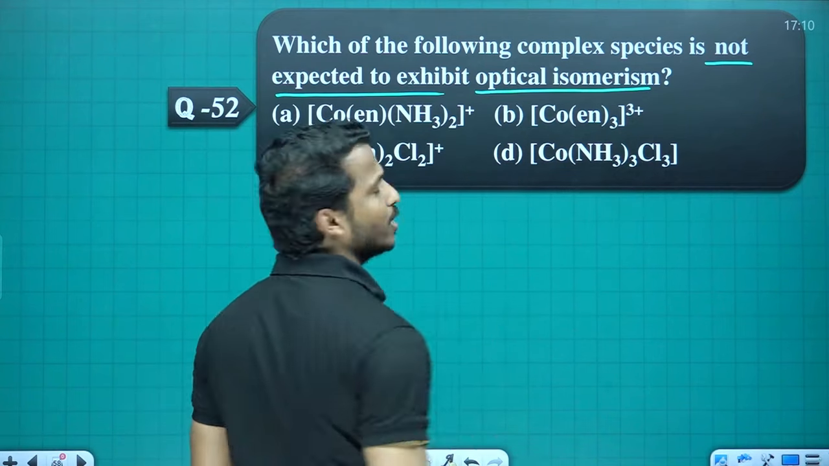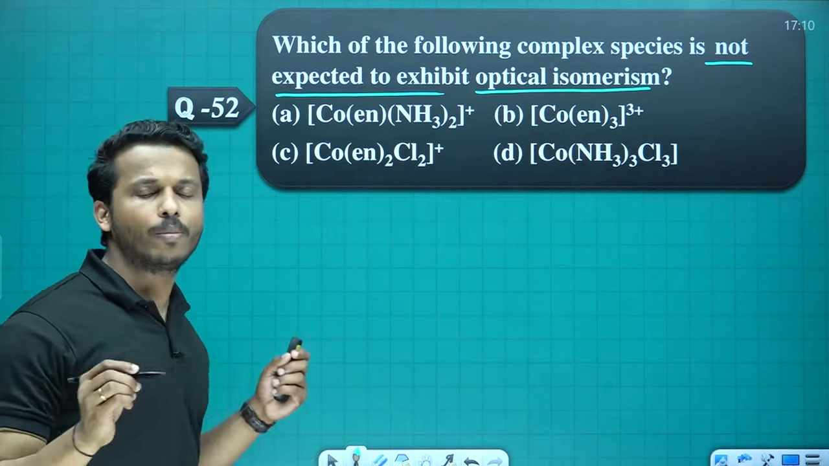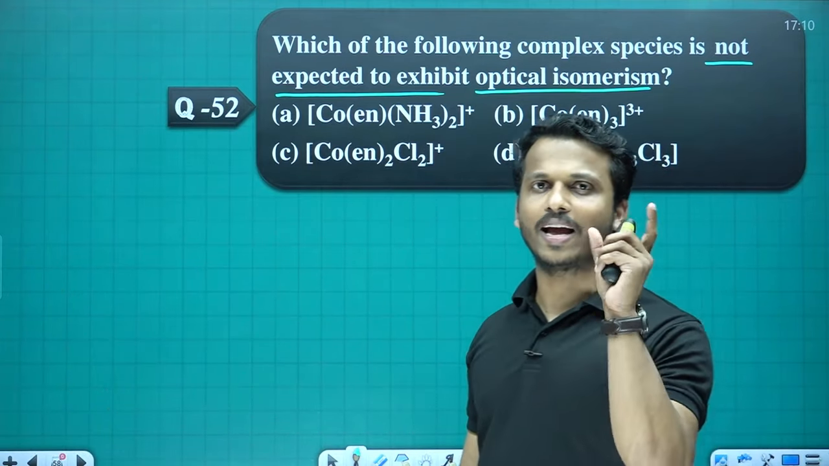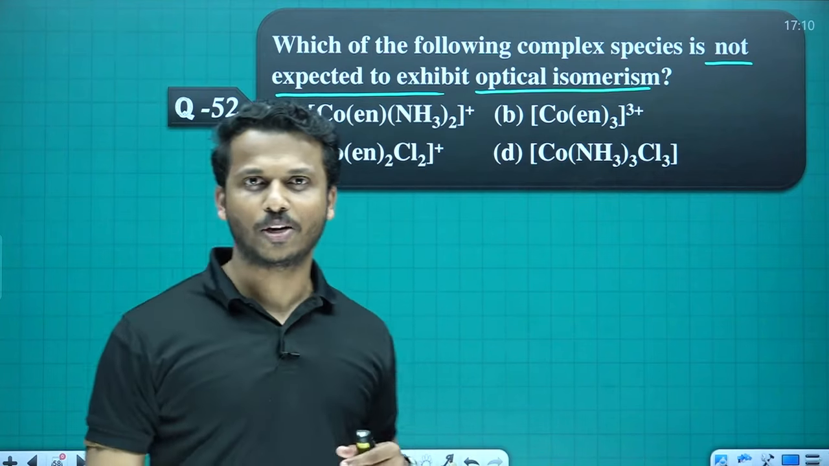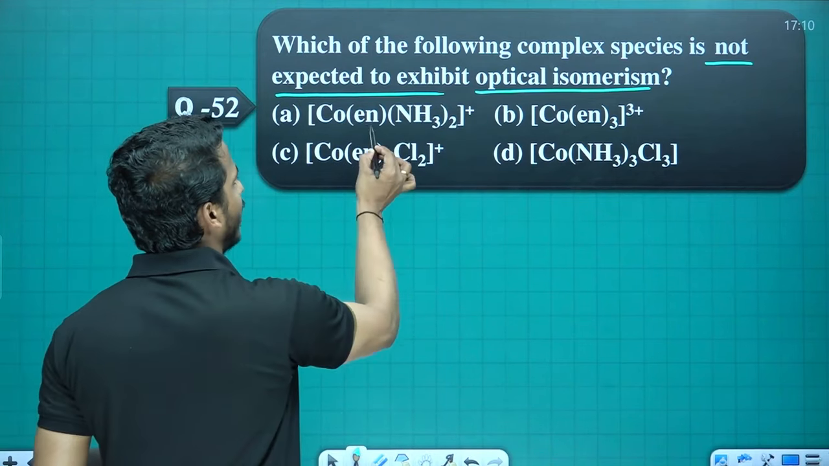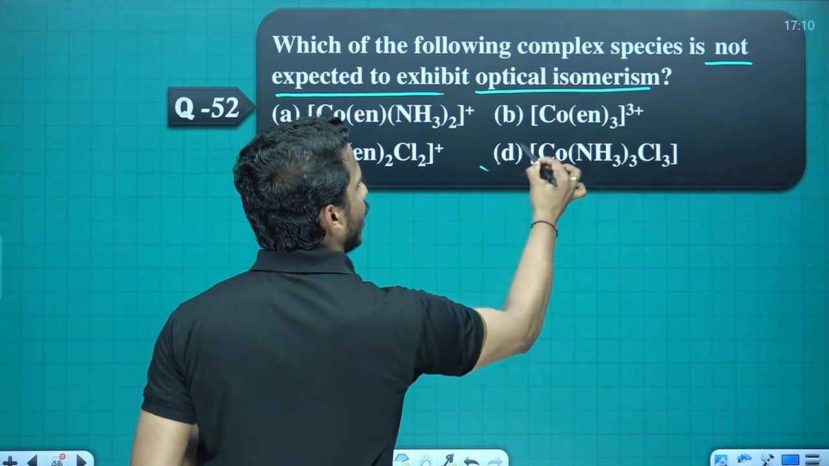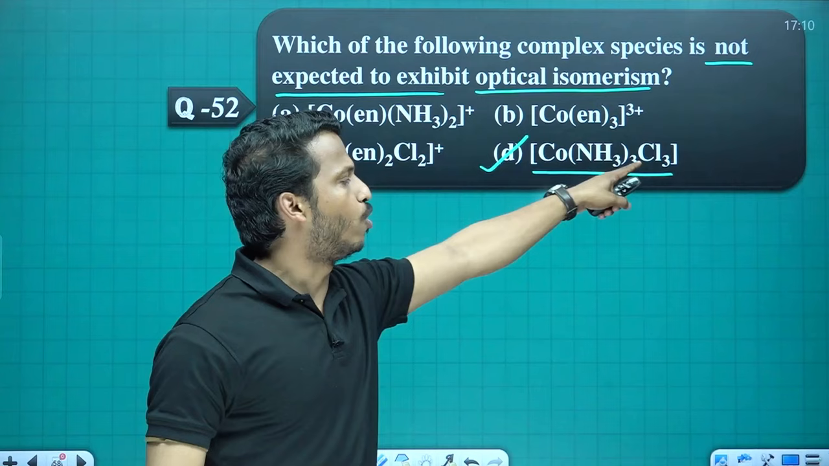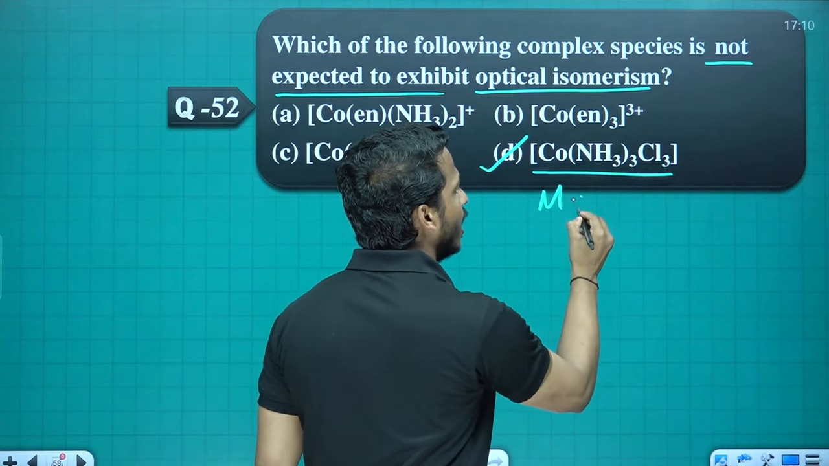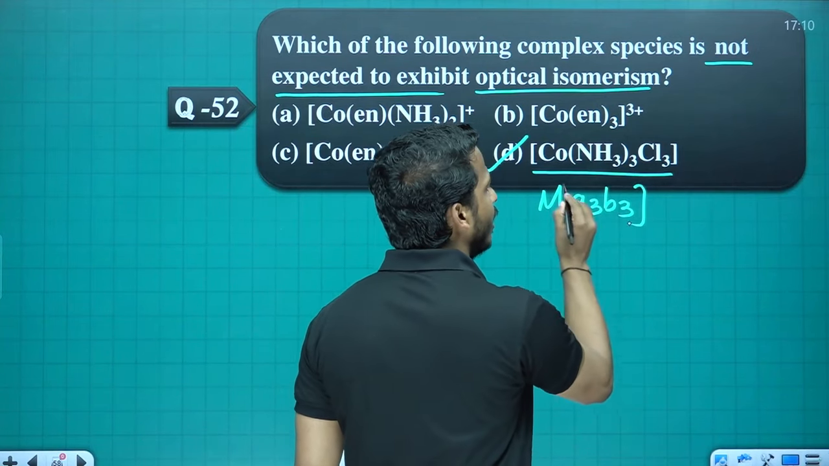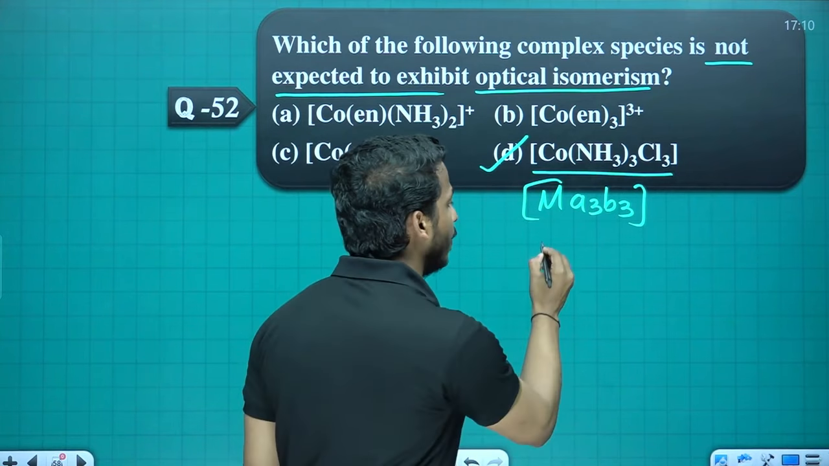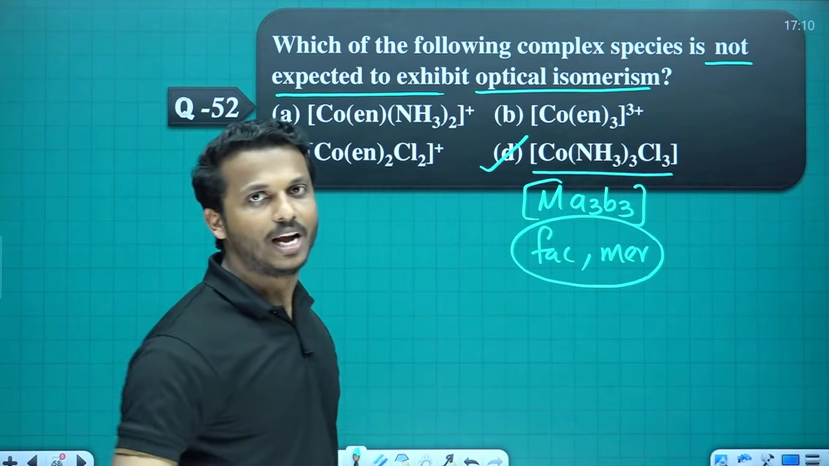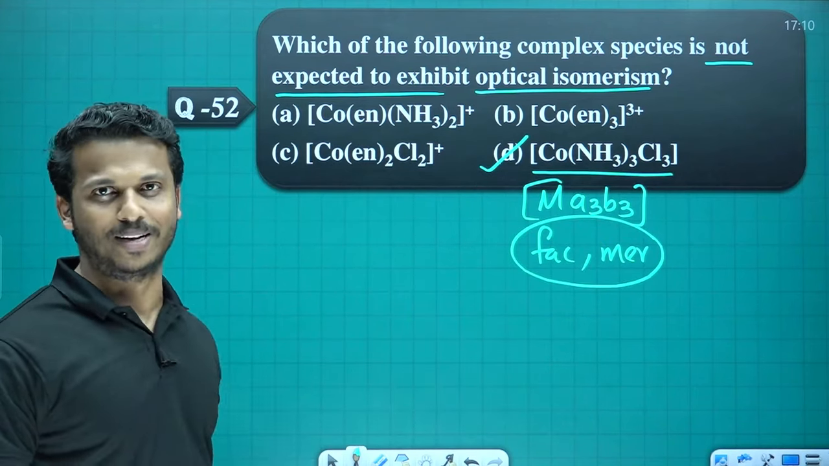Which of the following complex species is not expected to exhibit optical isomerism? In order to show optical isomerism, the first condition is that a bidentate ligand should be there. Very simple. This is a bidentate ligand, bidentate ligand, bidentate ligand. Option, this one you check it all. This one has no bidentate ligand. Both are monodentate ligands. It is a type Ma3B3. We discussed before. Ma3B3 shows which isomer? FAC and MER isomer, facial and meridional. It does not show optical isomerism.